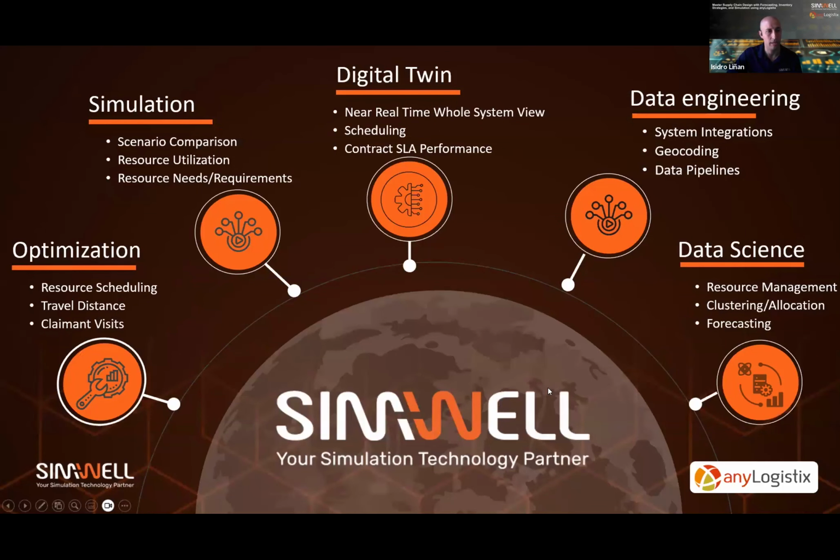We are one of the largest simulation companies in the world, and we support companies with their critical decisions, leveraging optimization, simulation, developing digital twins, and leveraging the latest cutting-edge technologies in data engineering and data science.